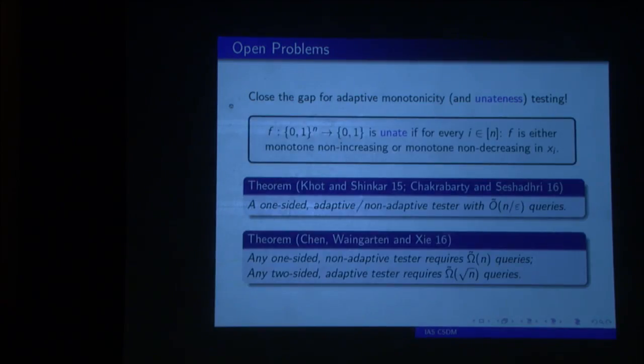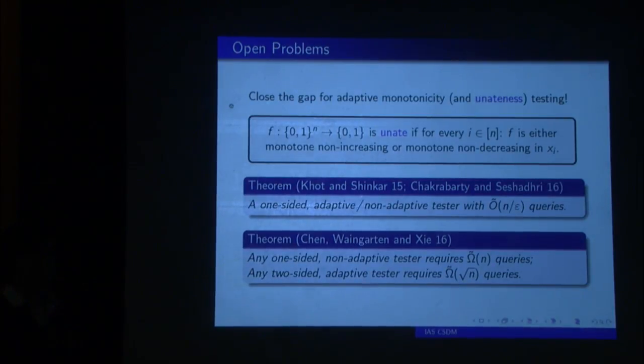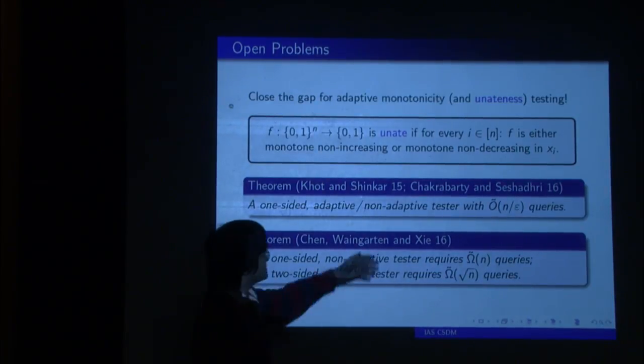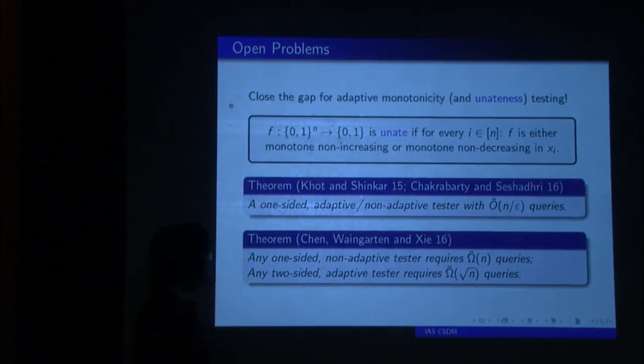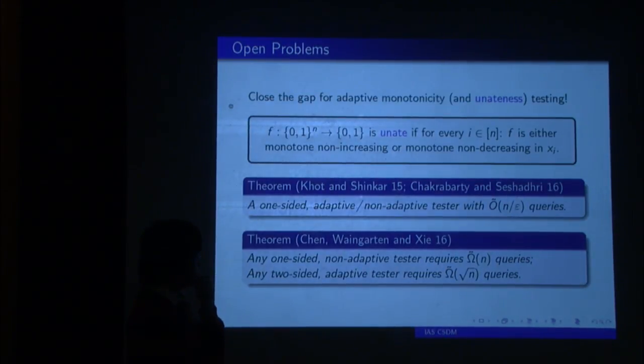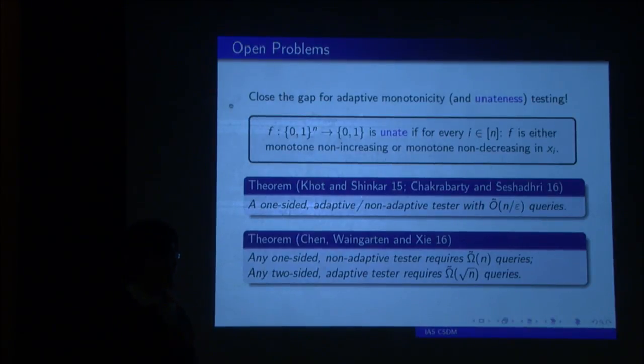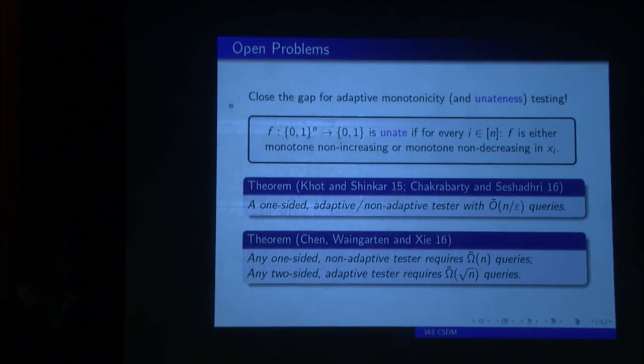And I want to mention a few things about the other property, which is called unateness, which is very closely related to monotonicity. The only difference is that now every variable is either monotone increasing or monotone decreasing. You don't know which direction it goes. And we have this linear upper bound. For a one-sided non-adaptive tester, we can prove this n lower bound. And it would be great if we can push this lower bound at least above Rudin. That would say unateness is strictly harder than monotonicity.